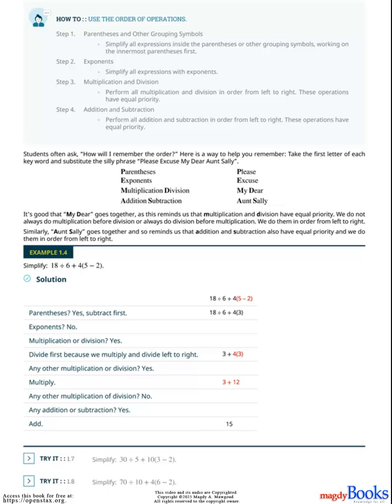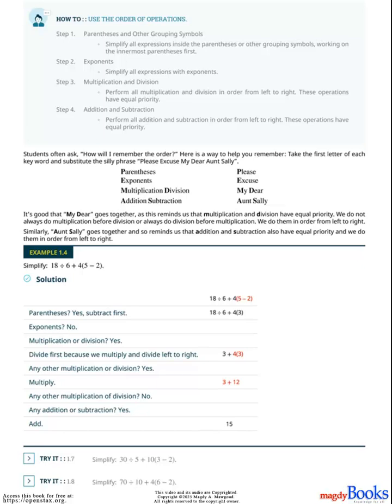We do not always do multiplication before division or always do division before multiplication. We do them in order from left to right. Similarly, Aunt Sally goes together and so reminds us that addition and subtraction also have equal priority and we do them in order from left to right.